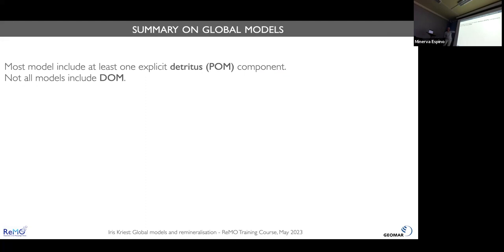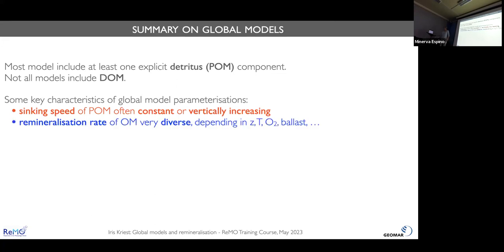So most models include at least one explicit detritus component. Not all models include dissolved organic matter. And the key characteristics of those global model parameterizations are usually either a constant sinking speed or a vertically increasing sinking speed. And the remineralization of organic matter itself is very diverse and depends on many things.